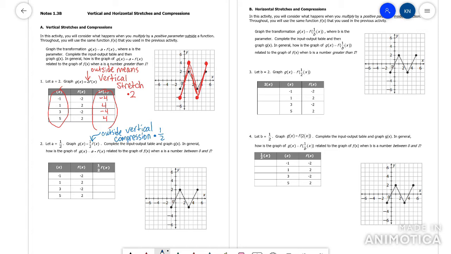In my table, it's vertical, so I put it next to my y column. I'm just going to take all of these numbers here and multiply them by 1/2. So now I've got -1, 1, -1, 1. Then I'm going to graph it using the outermost coordinates. So it would look something like this.